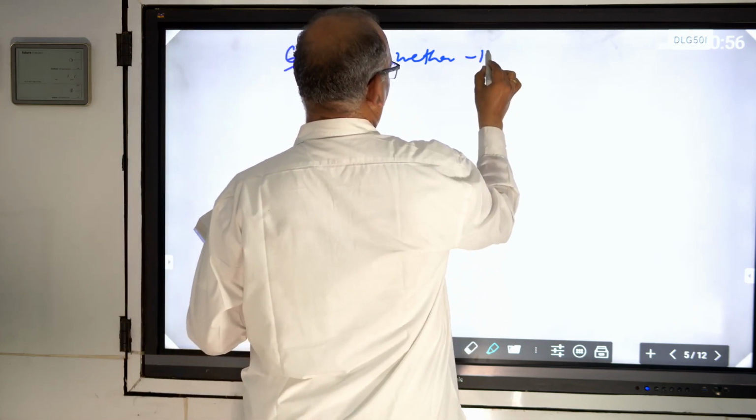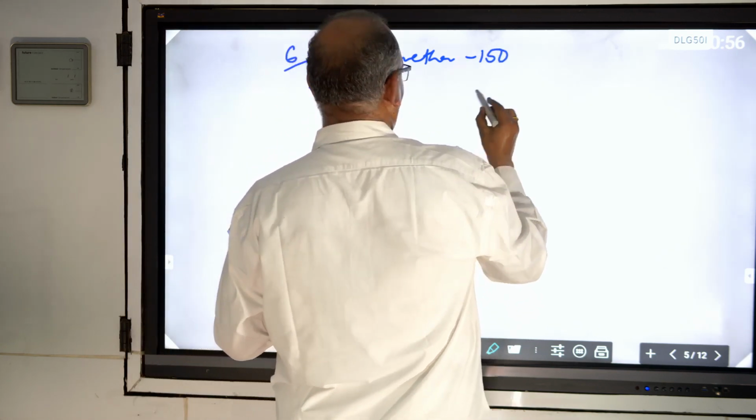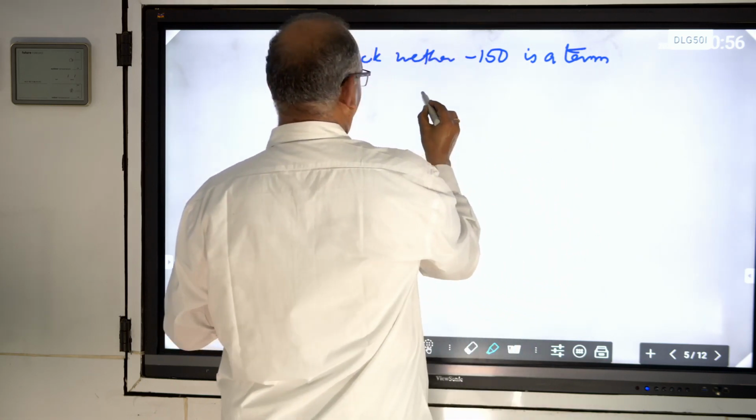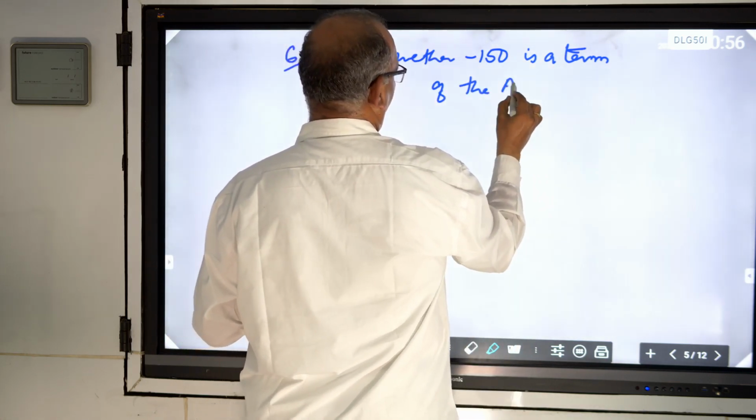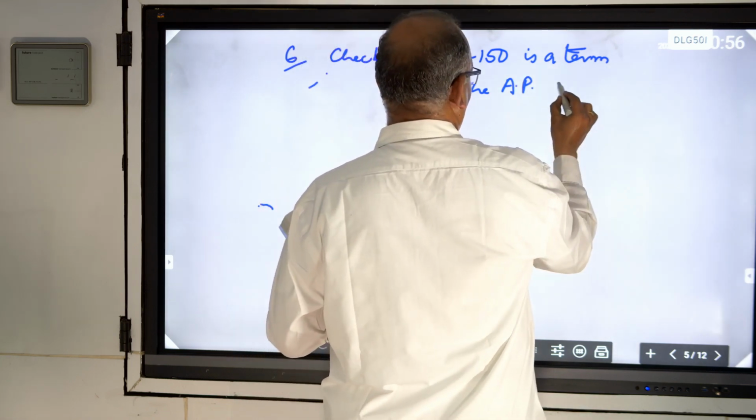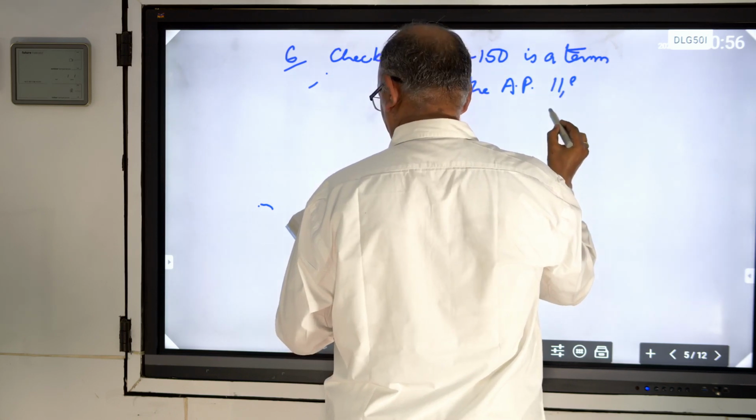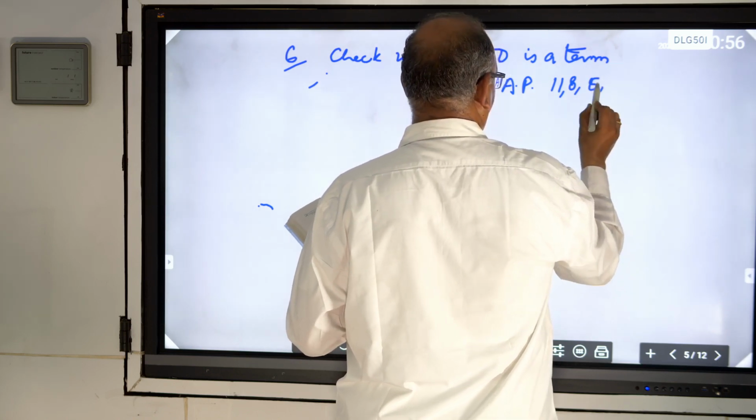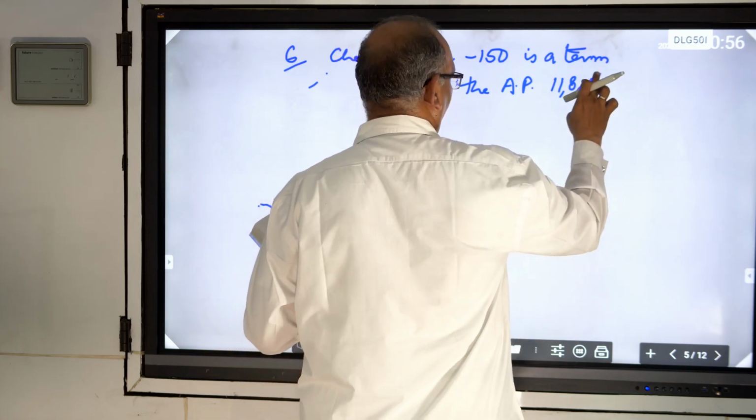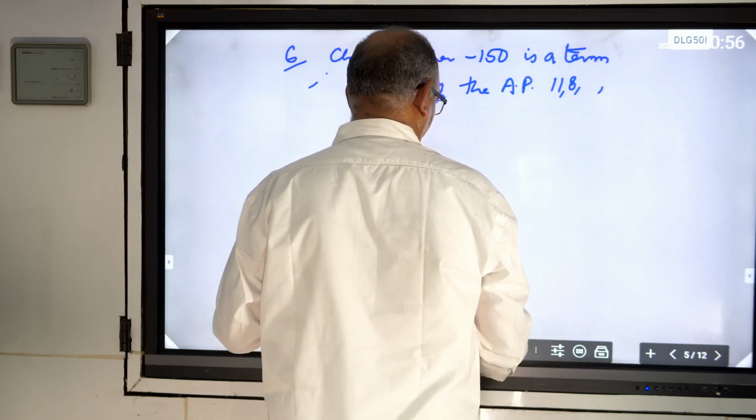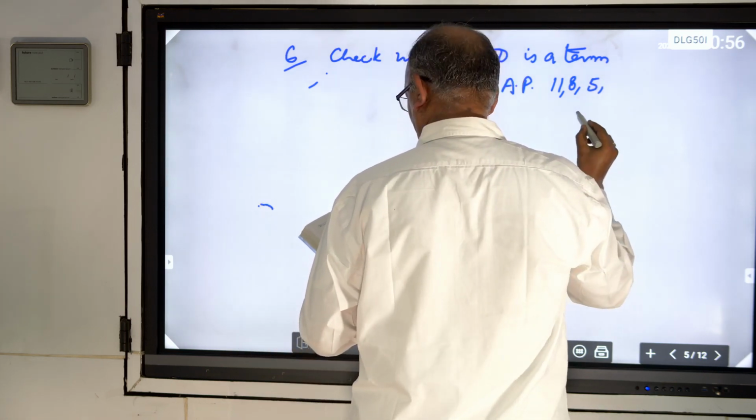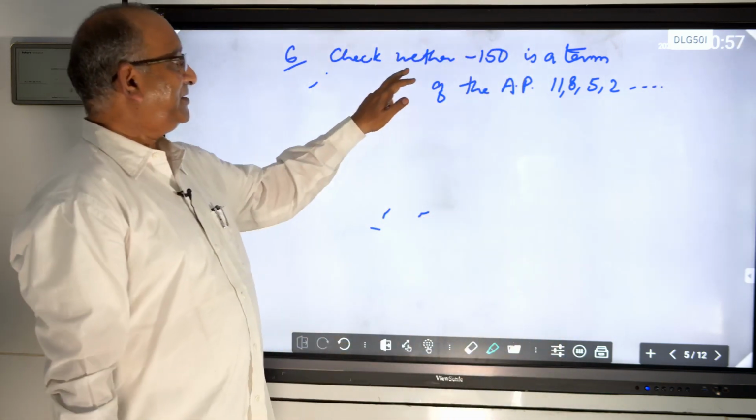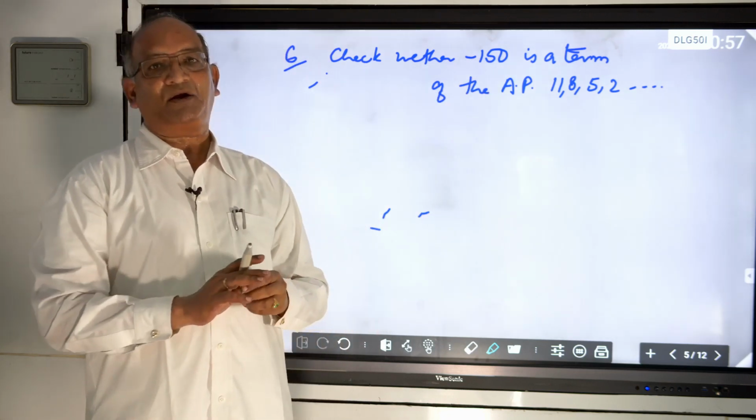Check whether -150 is a term of the AP, and he has given AP as 11, 8, 5, 2, etc. How will you know whether -150 belongs to this particular sequence or not?